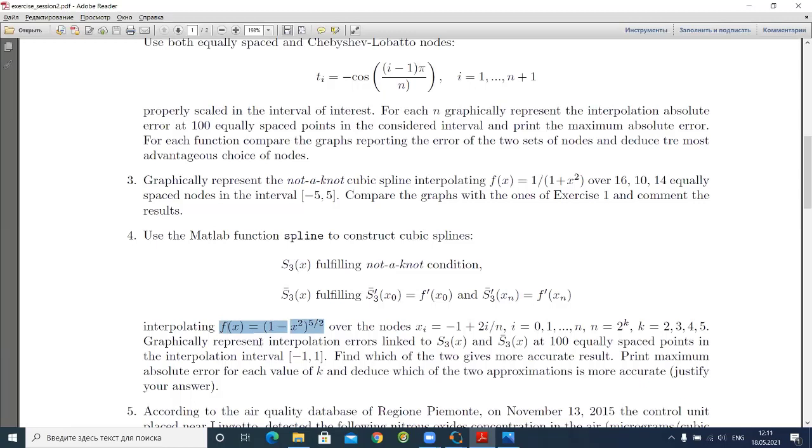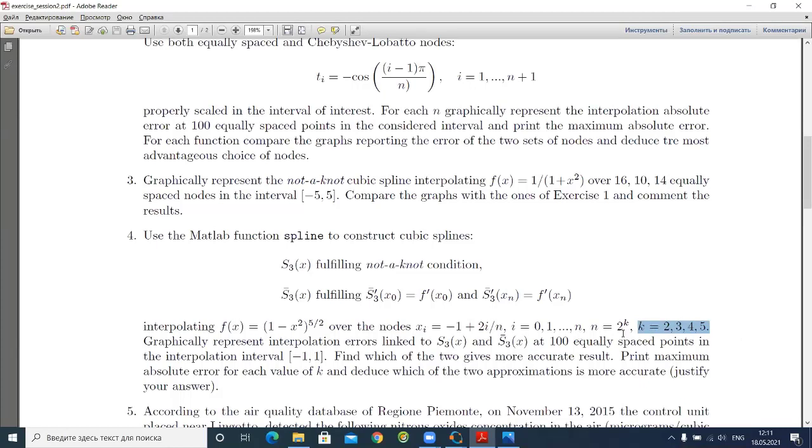We have now a given function, another function, and we have nodes xi, where i changes from 0 to n, and n is 2 to the power of k. K here is 2, 3, 4, and 5. So we will do a loop now with respect to this k. Is it clear? Because here k will change.